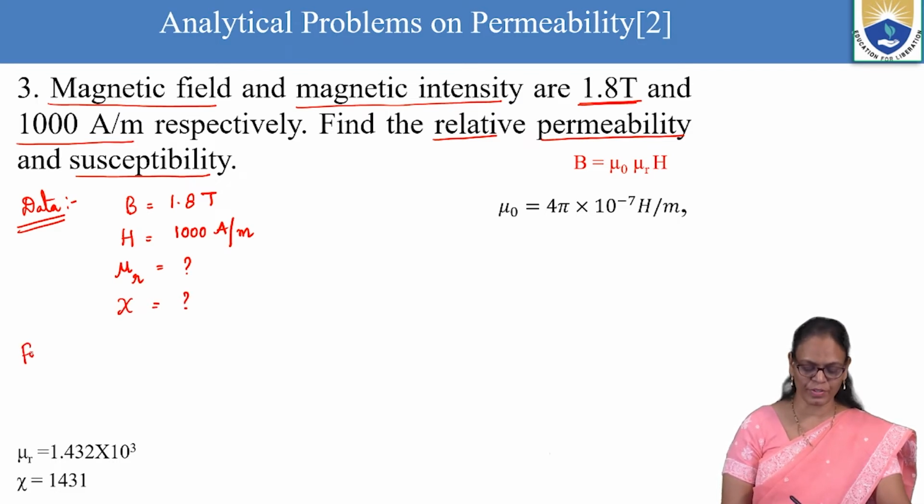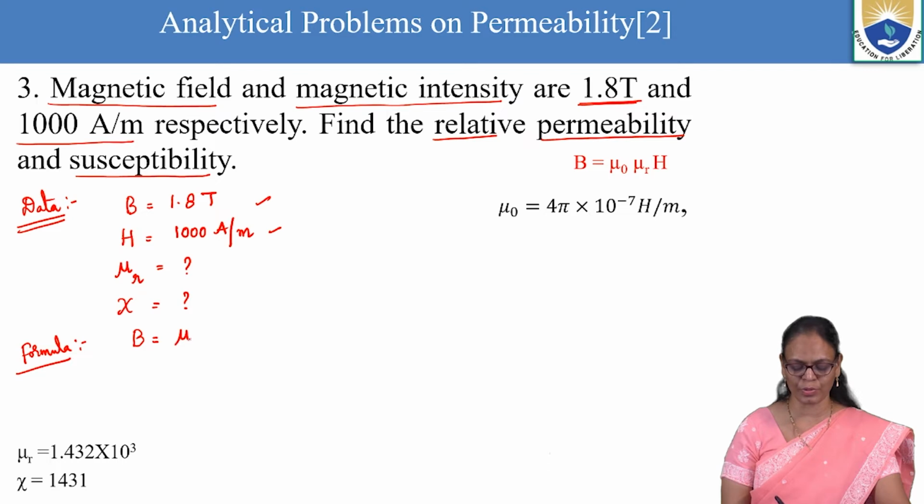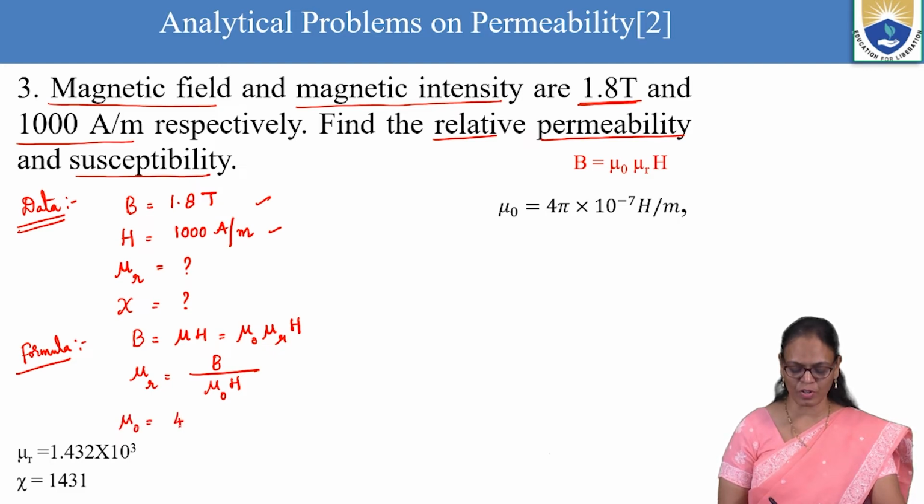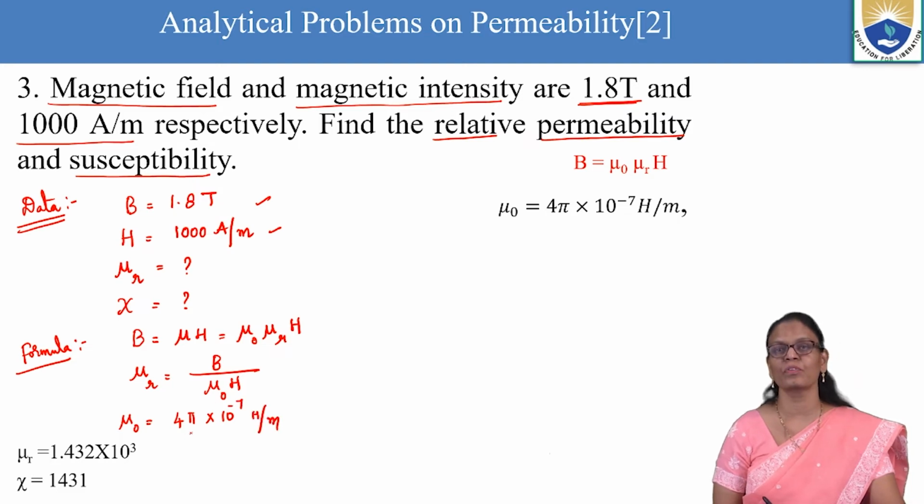So what formula are we going to use? We are given B and H, so we will write the formula using the relationship between B and H. So B is equal to mu H, or this is equal to mu naught mu r into H. Because we are given the value of B and H, we have to find mu r. So what will mu r be equal to here? B upon mu naught into H. And the value of mu naught is a constant. What is the value of mu naught? 4 pi into 10 to the power of minus 7 Henry per meter. This is the value of mu naught.